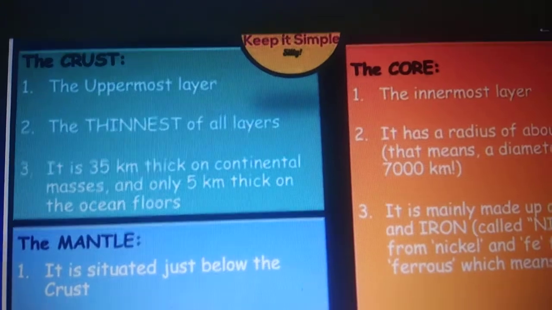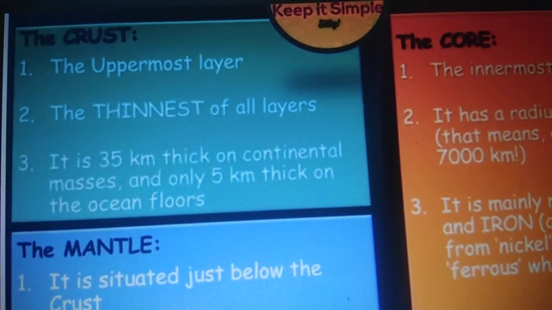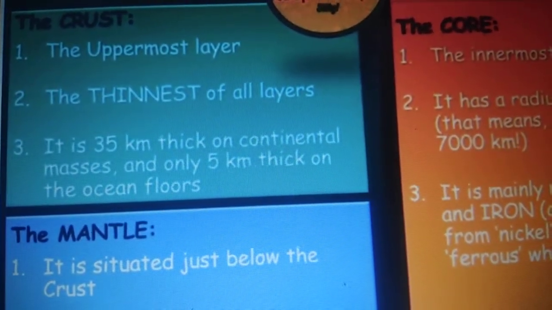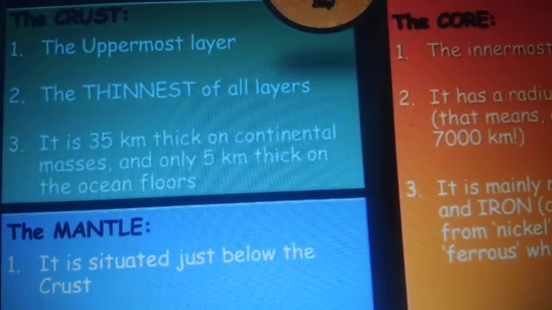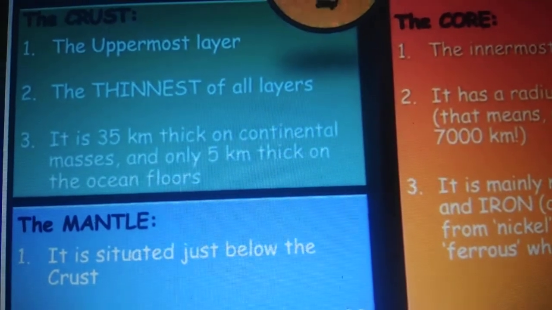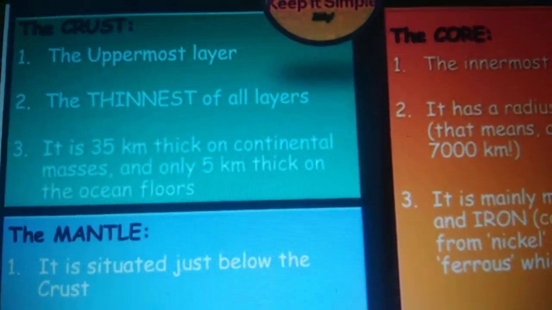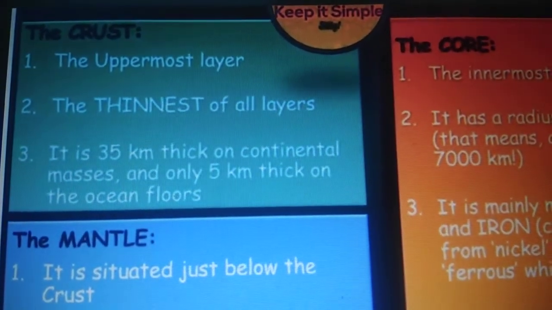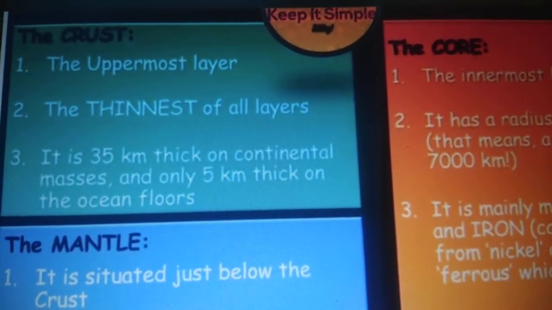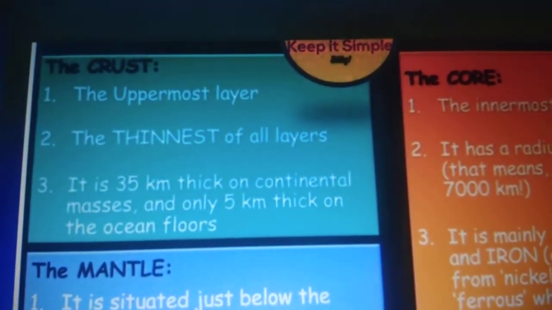So children, let us revise what is crust. It is the uppermost, the outermost layer of the earth. It is the thinnest of all the layers. It is 35 kilometers thick on the continental mass and only 5 kilometers thick on the ocean floor. And we must remember there are two types of crust: continental crust and oceanic crust. Continental crust is made up of which elements? Silica and aluminium, so it is called Sial. And oceanic crust is made up of silica and magnesium, which is called SiMa. Okay, so that is all about the crust.